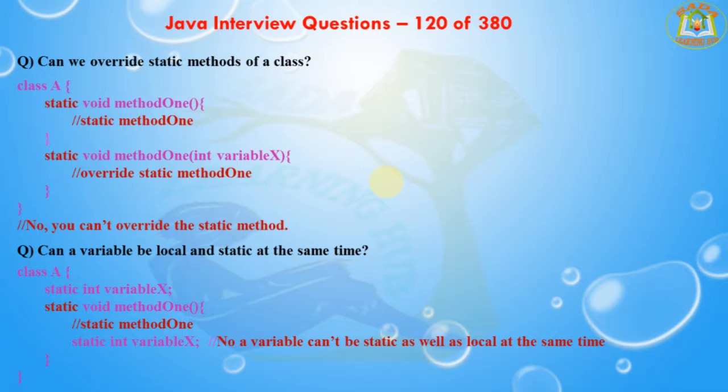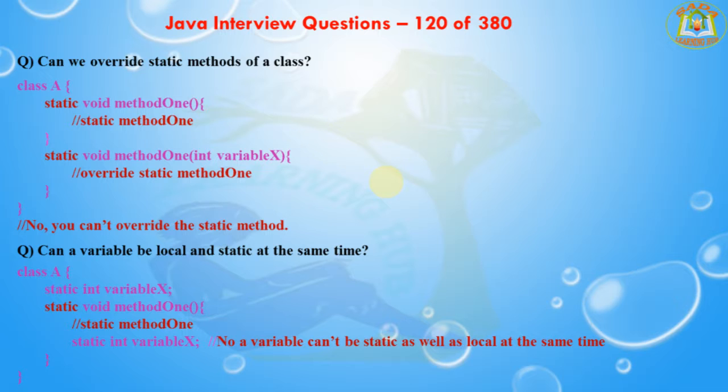The next question is, can a variable be local and static at the same time? No, a variable cannot be static as well as local at the same time. Defining a local variable as static gives a compile time error.